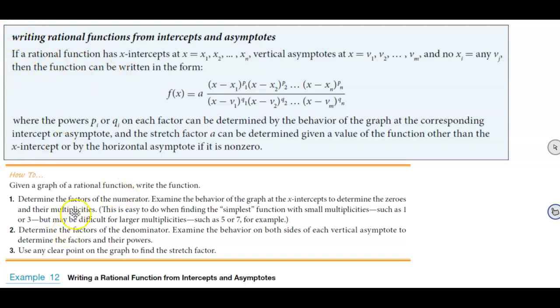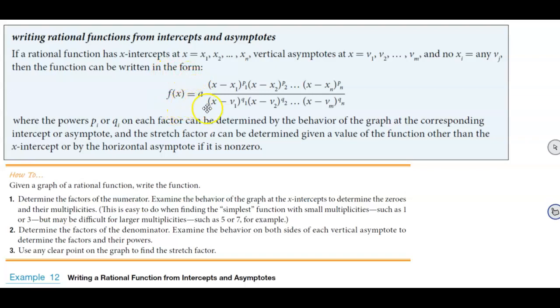Okay, in example number 12, the definition that we need to look at here is writing rational functions from intercepts and asymptotes. If a rational function has x-intercepts at the following x values and then vertical asymptotes at the following x values, where the x-intercepts and the vertical asymptotes are not equal to each other, then the function can be written in the following form.